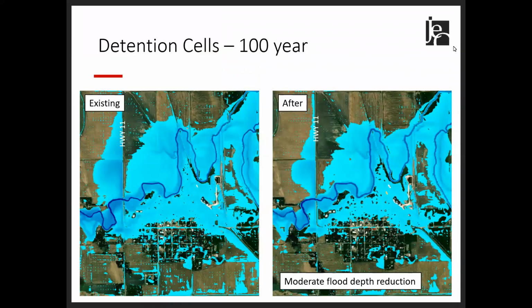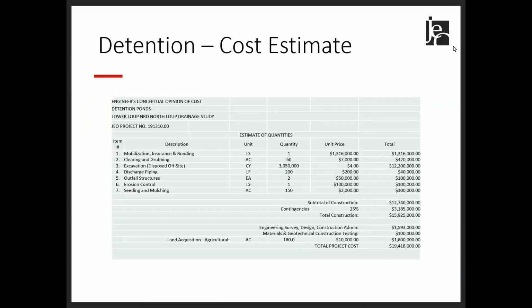Here are the before and after effects of the detention pond. There is a moderate reduction in flood depth, similar to the large dam on the north branch. However, there still is flooding present in North Loop. This cost estimate shows that this option is the highest cost of all of our alternatives, coming in at almost $20 million.